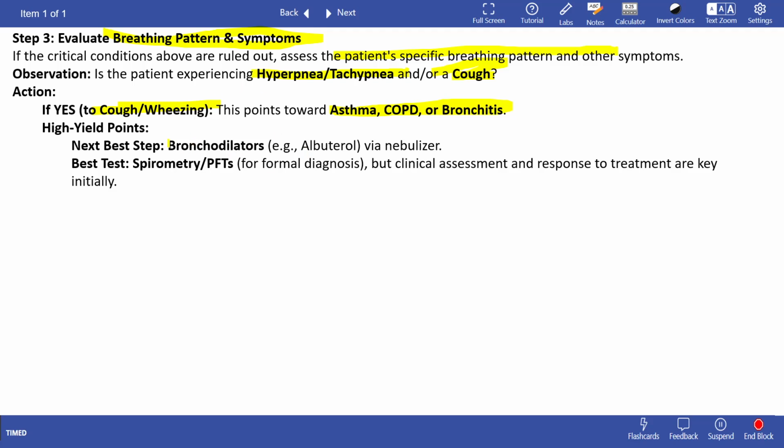What we do is we have to first stabilize the patient. You have to give bronchodilators so that bronchospasm and wheezing are stopped. And the best test to diagnose this would be spirometry or pulmonary function test. But clinical assessment and response to treatment are key initially. So you would do spirometry once the patient is stable. But first of all, you would use the bronchodilators to stabilize the patient.